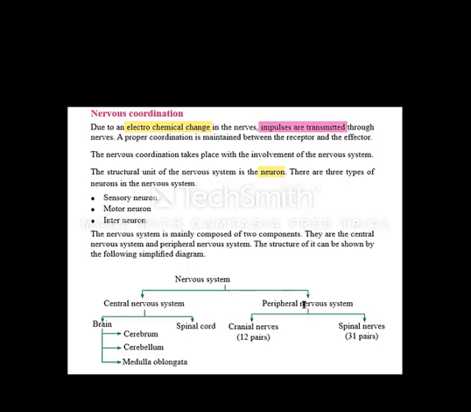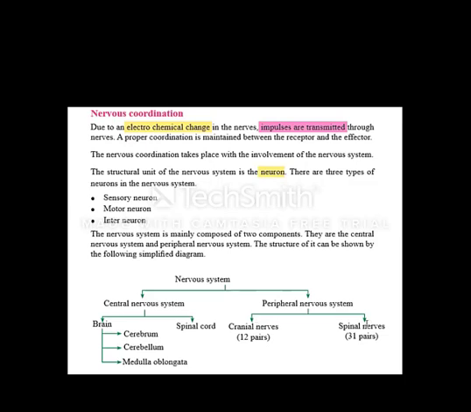Peripheral nervous system includes the nerves arising from the brain and the spinal cord. So the nerves arising from the brain are known as cranial nerves. There are 12 pairs on either side, and the nerves arising from the spinal cord are known as spinal nerves. There are 31 pairs. Right.